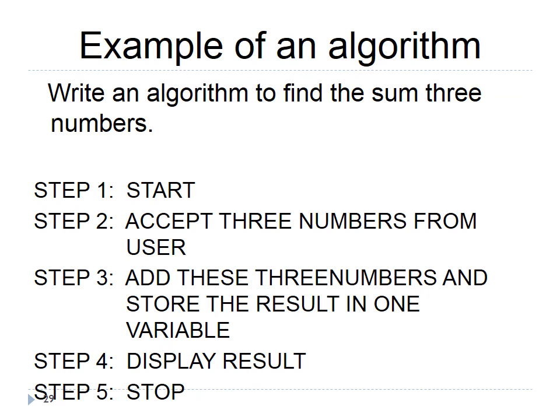In the next example, we will take three numbers from the user and find the sum of these three numbers. Step 1: Start. Step 2: Accept three numbers from the user. Step 3: Add these three numbers and store the result in one variable. Step 4: Display the result. Step 5: Stop the algorithm.